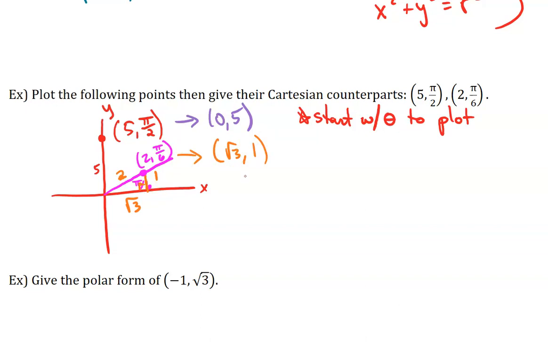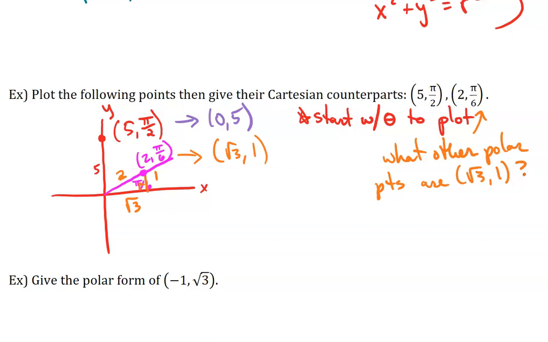Okay, now before we go on to another example, I have a question about the second point, okay? And that second question is, what other polar points are root 3 comma 1? In other words, what are some other polar coordinates that actually land in the same place, or ways that we could label the same point in polar form, okay? And a couple of ways that we can do that.